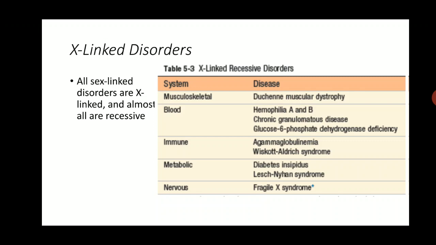Duchenne muscular dystrophy is one such example, and you know that the dystrophin gene is involved in this disease, which is the largest gene of the human body. Apart from that, hemophilia A, hemophilia B and glucose 6-phosphate dehydrogenase deficiency are common diseases included under this category. X-linked dominant disorders are very uncommon, and vitamin D resistant rickets is a common example of such a disorder.